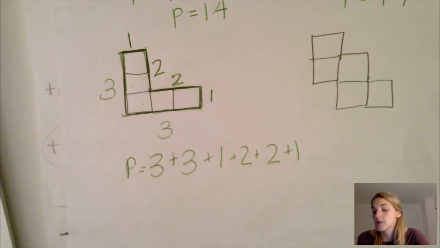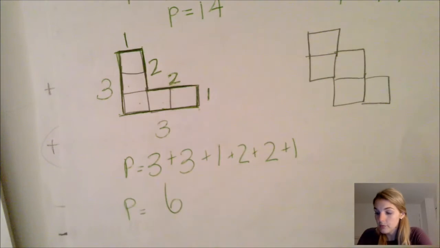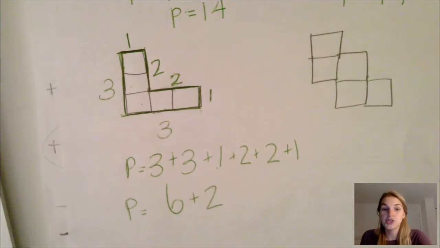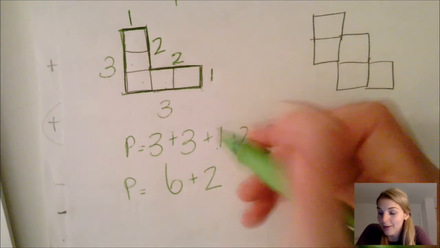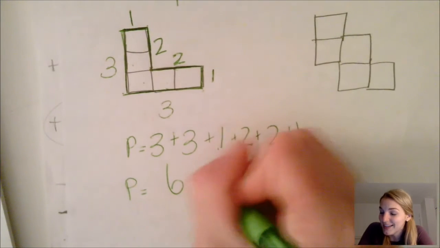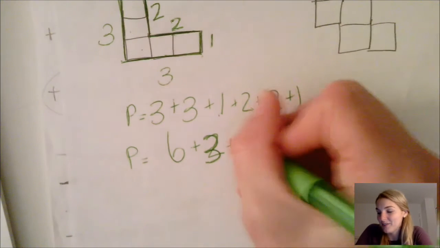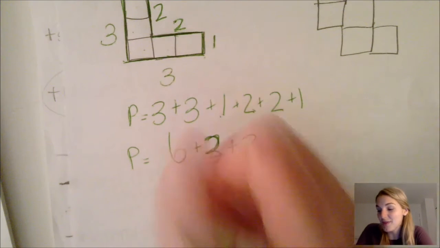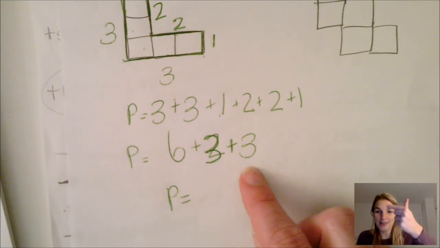All right, let's check this out. 3 plus 3 is 6. 1 plus 2 is 2. What? It must be too late for me. 1 plus 2 is 3. And then 2 plus 1 is 3. All right, so now let's add those all up. 6 plus 3 is 9. Add 3 more, 9, 10, 11, 12.